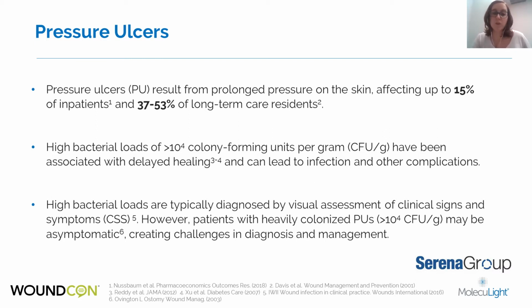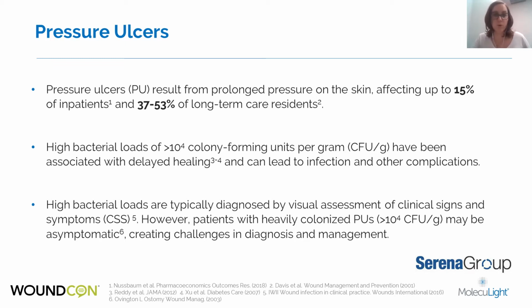High bacterial loads, specifically of 10 to the 4 colony-forming units per gram, are associated with delayed healing in pressure ulcers and other wounds, and they can lead to infection and other complications. These bacterial loads are typically diagnosed at the bedside by visual assessment of clinical signs and symptoms. However, patients with heavily colonized pressure ulcers may be asymptomatic, creating challenges in diagnosing these wounds properly and therefore managing these wounds appropriately.